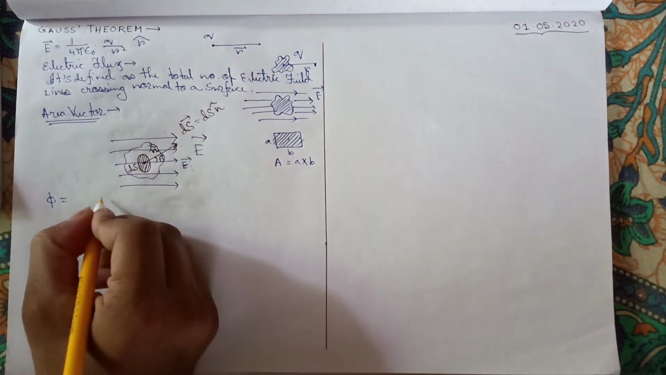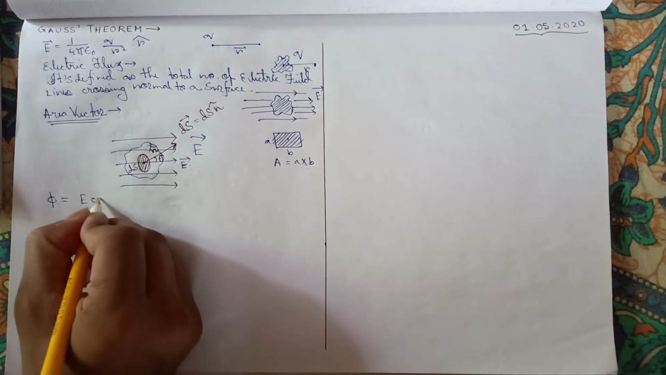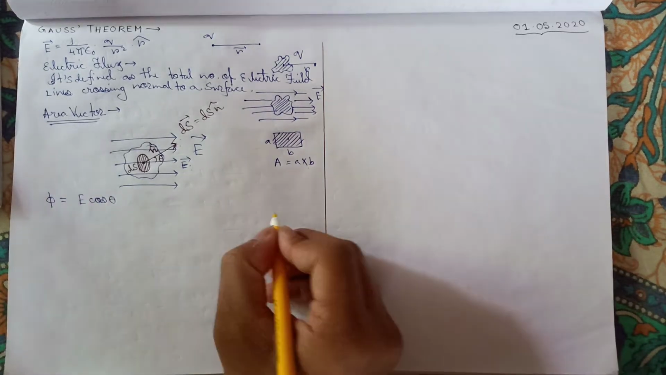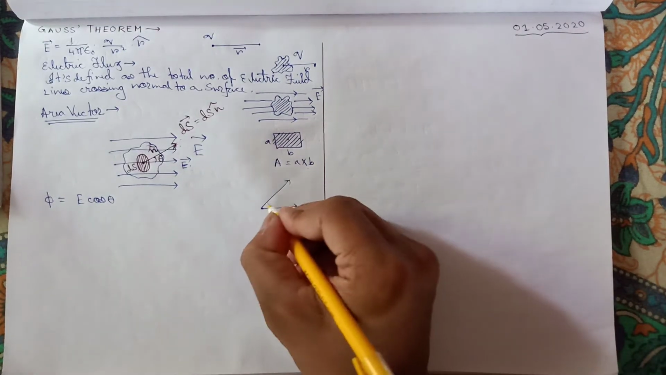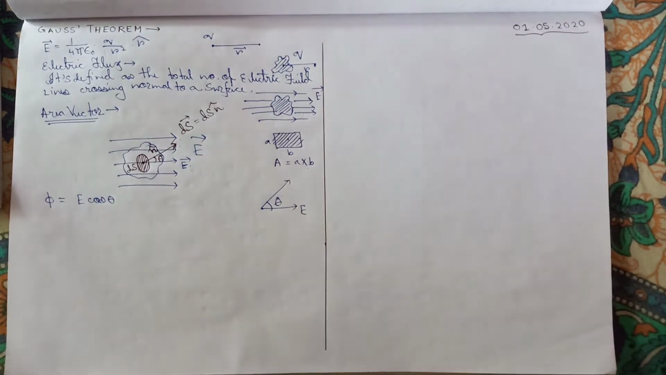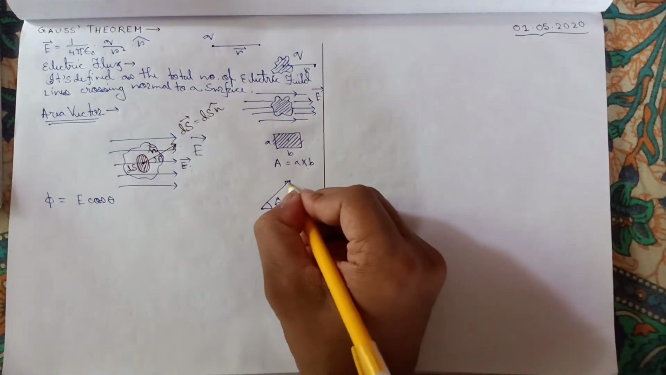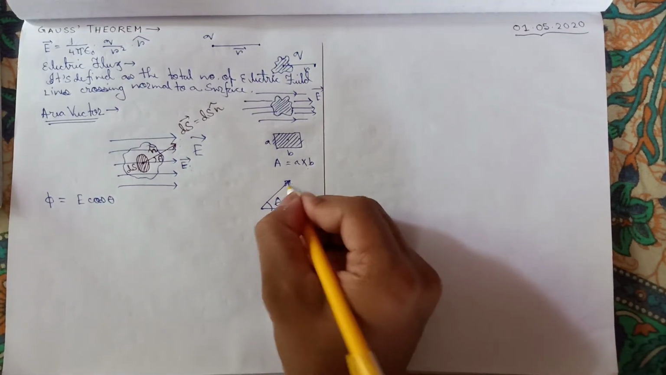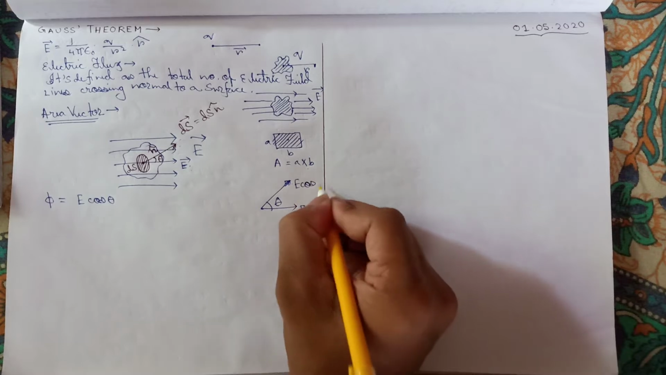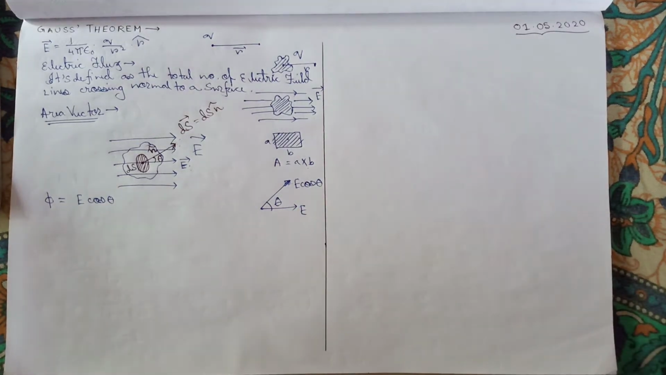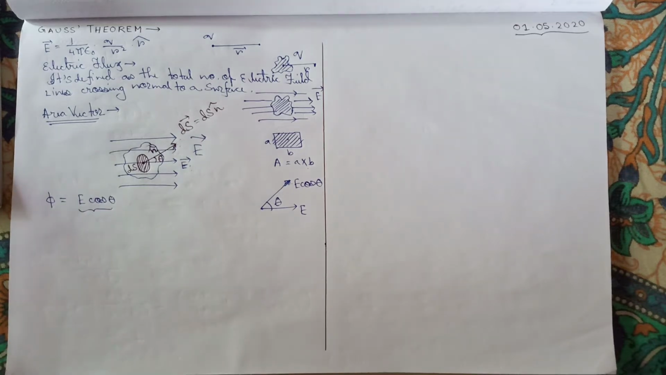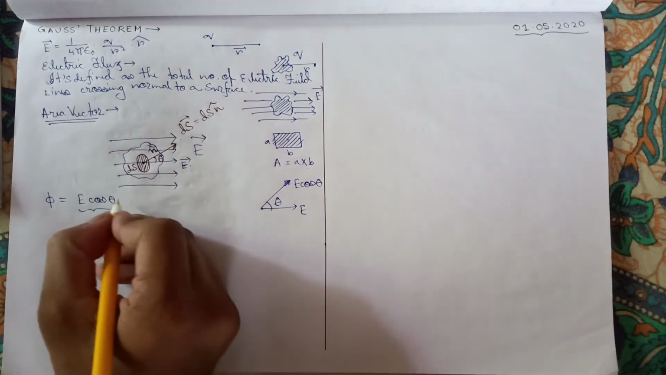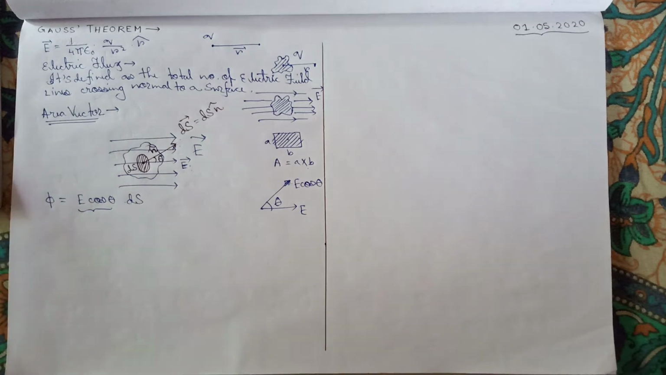So what will be that? It will be E cos theta. Why? Because we know if this is a vector quantity and this is angle theta, then the component of this E in that direction will be E cos theta. So from that concept of vector we can easily write that. So that will be the total number of electric field lines which will be normal to the area ds, that will be the electric flux.